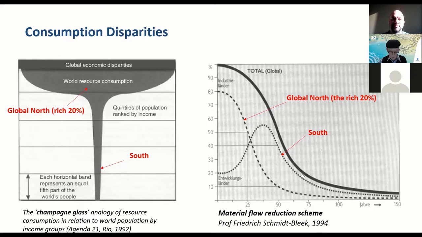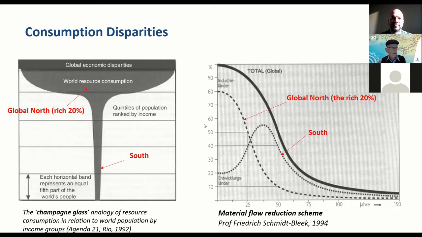So that again, I feel, is very important, and it's often forgotten. And Professor Schmidt-Bleek also proposed ways to achieve this. He talked about the concept of dematerialization, delivering services with less material consumption. And he also introduced the metric of material input per unit of service. It was called MIPS. And so that is for consumption disparities.